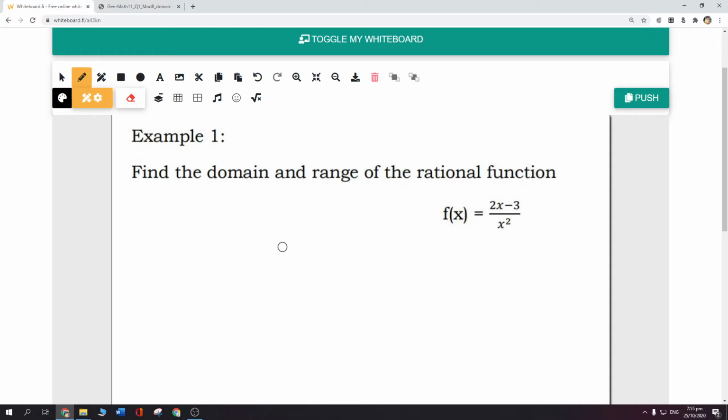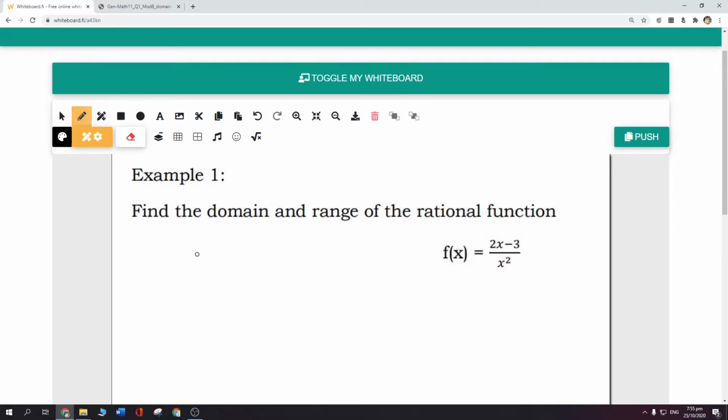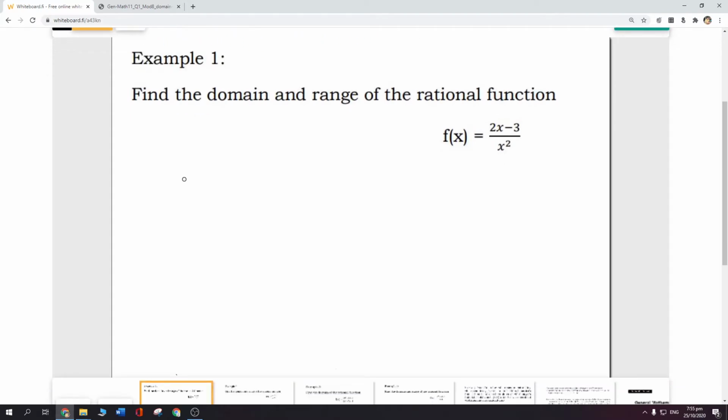And for our example number 1, find the domain and the range of the rational function f of x equals 2x minus 3 over x squared. So we are going to solve first for the domain. Let D be the domain. All you have to do is to get the denominator and equate it to 0. So our denominator is x squared equals 0. Then solve for x, we have x equals 0.